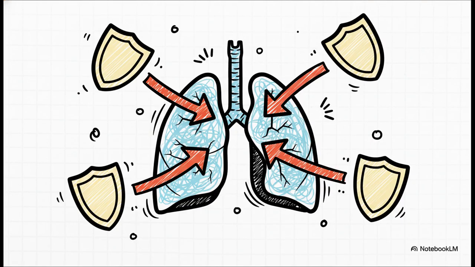Next up is autoimmune-related ILD. You can think of this as a case of friendly fire. The body's own immune system gets confused, and it mistakenly identifies the lung tissue as some sort of foreign invader and attacks it.